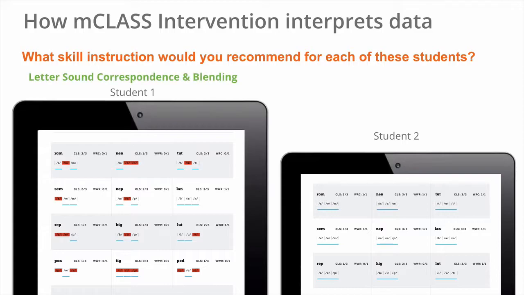Student 1 needs support on letter sound correspondence and blending. Student 2 can already blend accurately and needs to improve his fluency. Because the M-Class intervention algorithm looks at response patterns, it's important that the scores accurately show where students are on the reading skills progression.